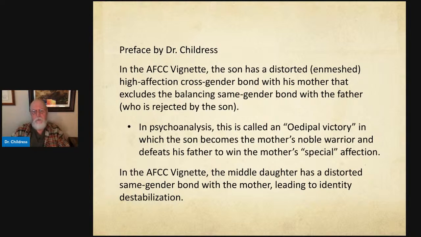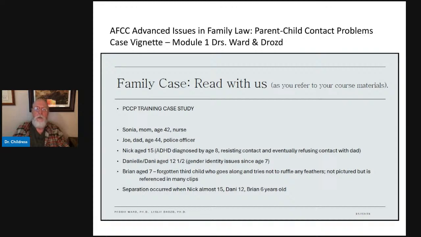And in this AFCC vignette, you'll also be presented with the middle daughter, who has a distorted same-gender bond with her mother, leading to identity destabilization. So I just wanted to point those out prior to starting the analysis, so I can talk about them once we enter the case itself. So this is the first slide presenting the vignette that was used at the training.